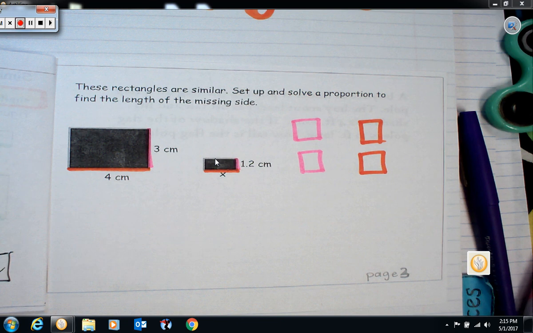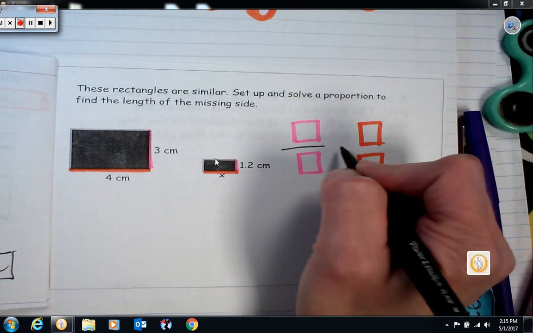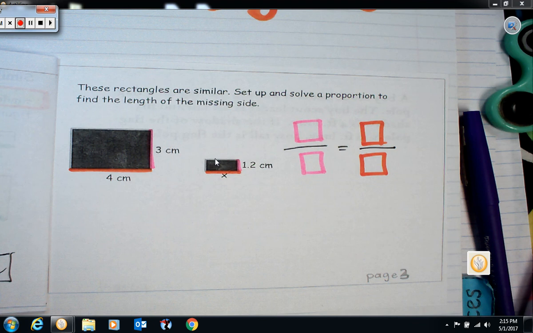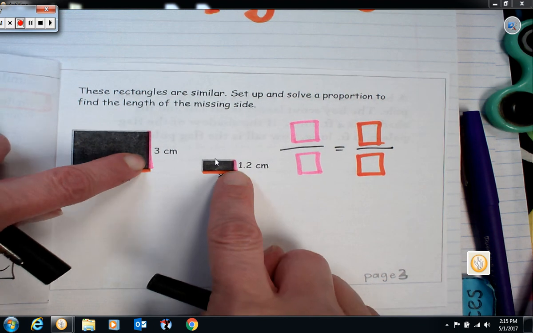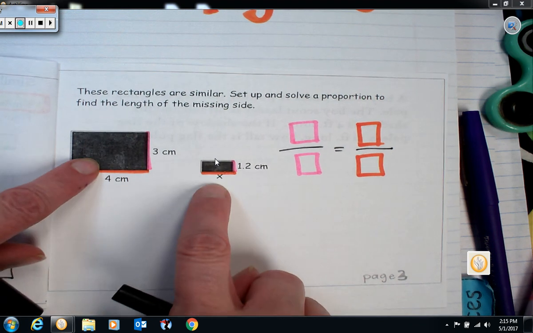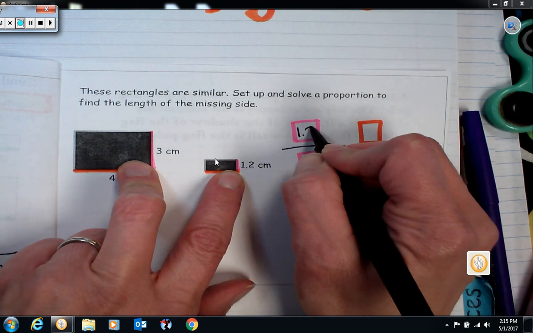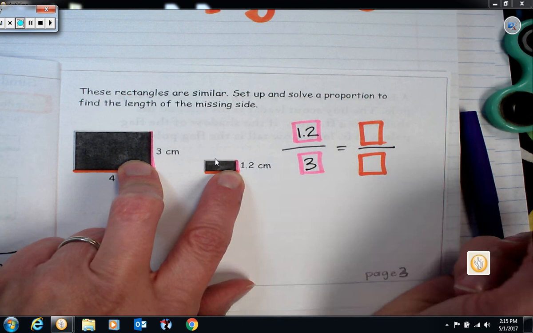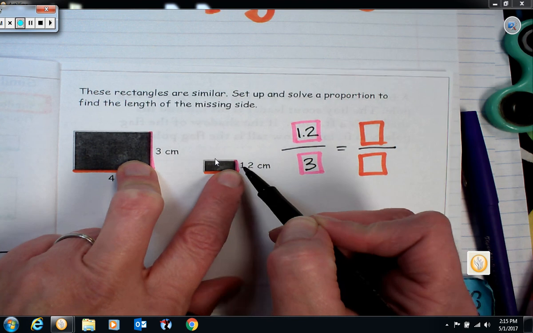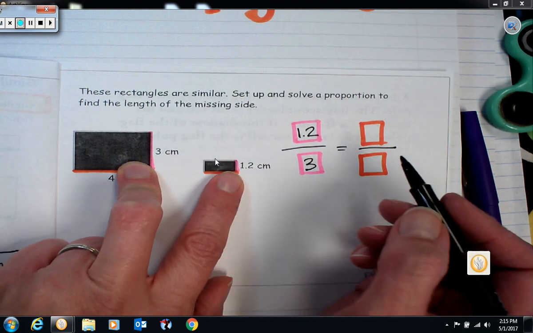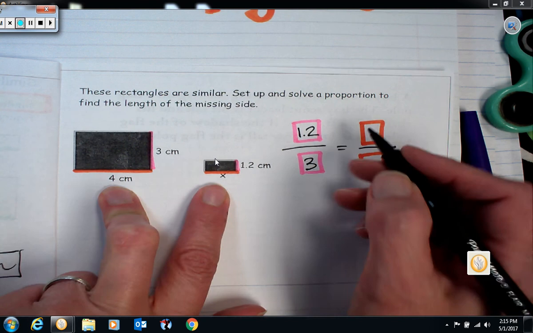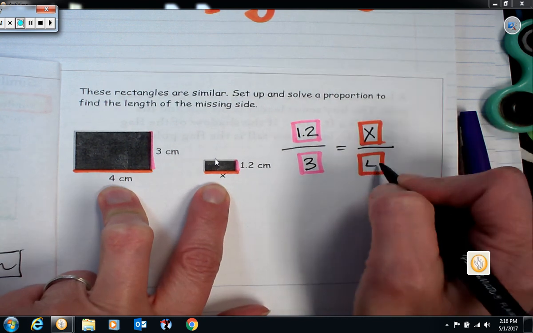I've set up for myself 2 color-coded rates because I know that the ratio of these 2 short sides is going to equal the ratio of these 2 long sides. So the first one is 1 2/10 to 3, the short side of the small figure to the short side of the large figure, which is the same rate as X is to 4.